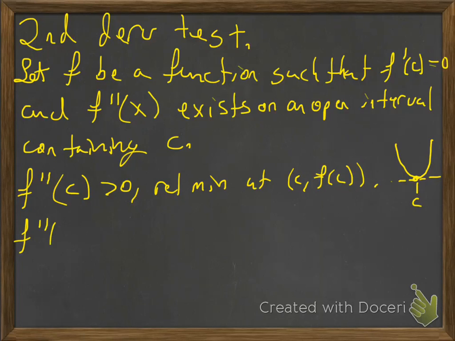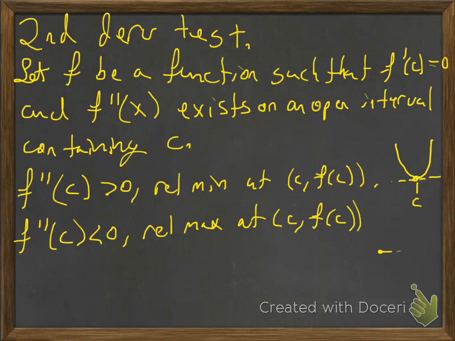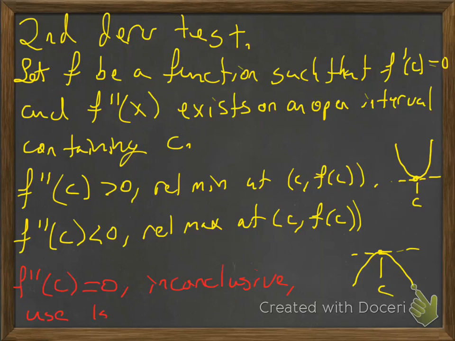And then similarly, if our second derivative is less than 0, we have a relative max at that location, c comma f of c, and I'll draw you an accompanying picture for that. We'll put in our horizontal tangent, there's our c, and then our graph's opening down. And then finally, if our second derivative is equal to 0 at c, then we don't know. It's inconclusive, and probably our best bet is to go back and use the first derivative test.